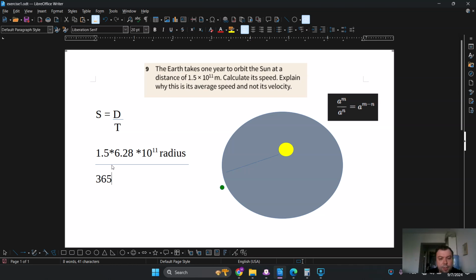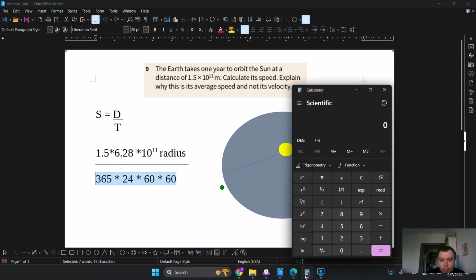A year has 365 days, and each day has 24 hours. Each hour has 60 minutes, and each minute has 60 seconds. So that's how we need to multiply it. It will be our time, 1 year expressed in seconds. Okay, so let's calculate it here: 365 times 24 times 3600, because 1 hour is 3600 seconds.